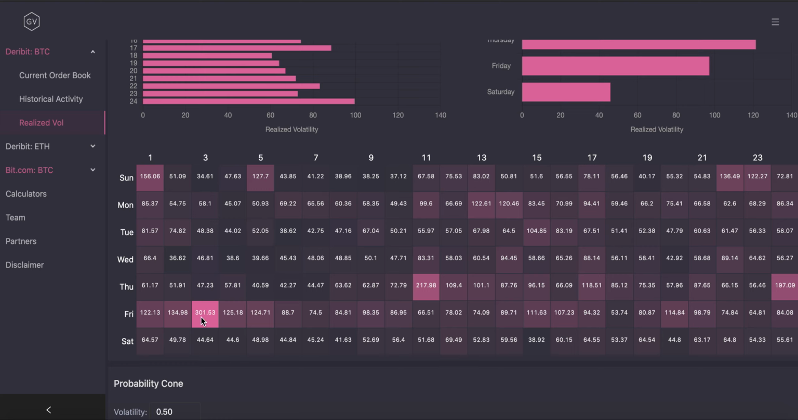So the biggest volatile time period for Bitcoin year to date has been 3 a.m. on Friday mornings. So that's been in UTC time. That's been the most volatile time. And then the most quiet time, you can sort of see, Saturdays between 2 a.m. and 7 a.m. are pretty quiet, or Sundays between 6 a.m. to 10 a.m. are pretty quiet.